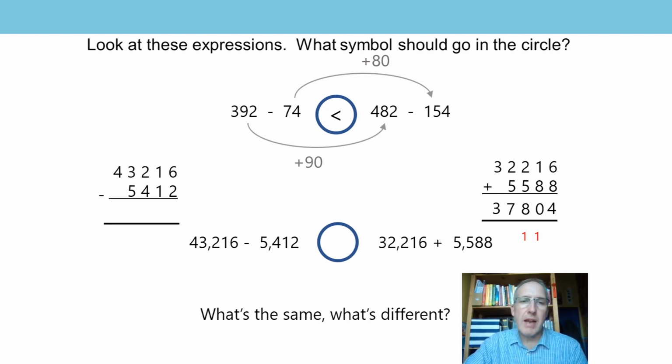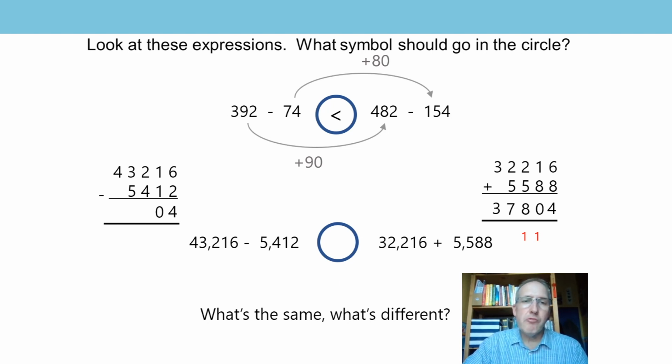43,216 subtract 5,412. Start in the ones column. 6 ones subtract 2 ones is 4 ones. In the tens column, 1 subtract 1 is 0. Then we're in the hundreds column. We have 200 subtract 400s.